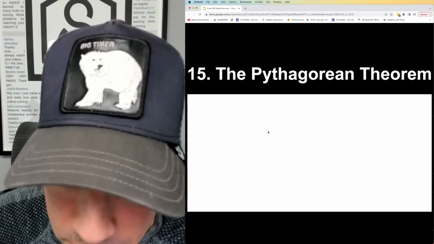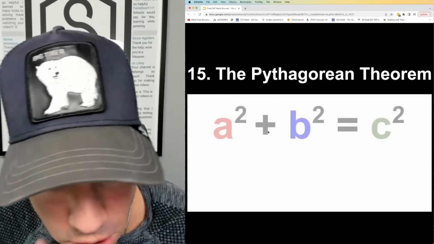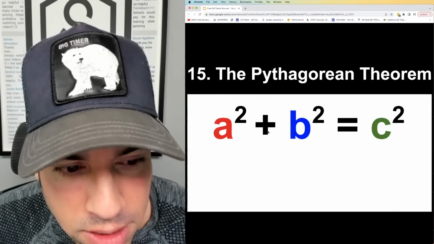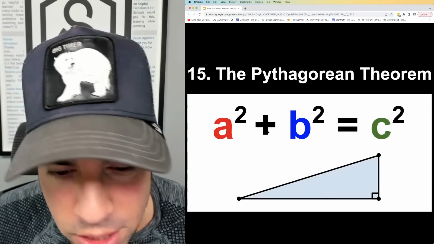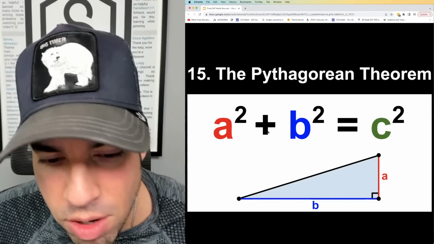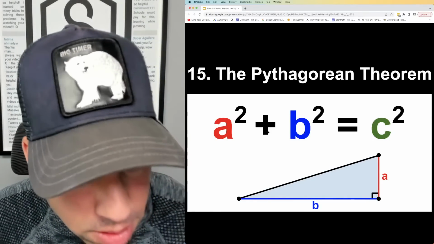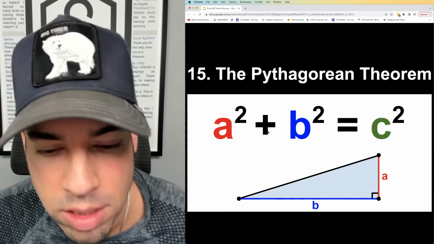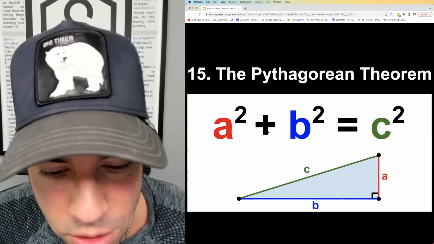Pythagorean theorem. I believe this is on the actual formula sheet, but I like to give it anyways. It's such a central formula in mathematics. So this is a squared plus b squared equals c squared for any right triangle where a and b are the legs. Doesn't matter which is which. B doesn't have to be the bigger one. It can be, but doesn't have to be. And then c is, of course, that longest side, the hypotenuse opposite the 90 degrees.